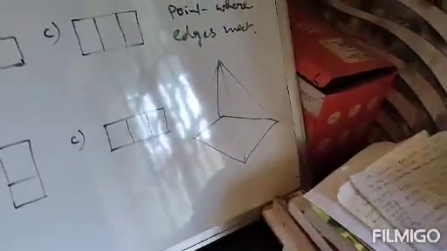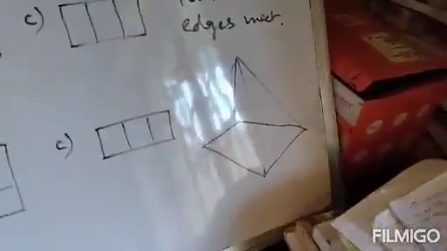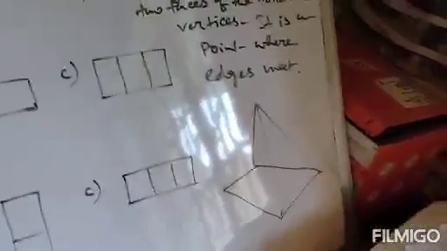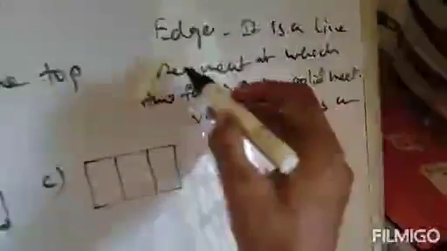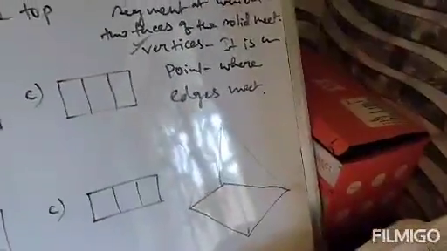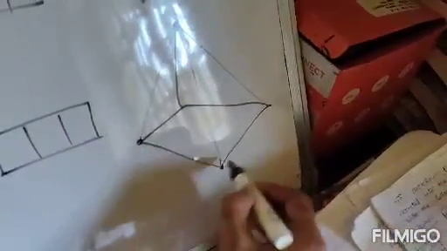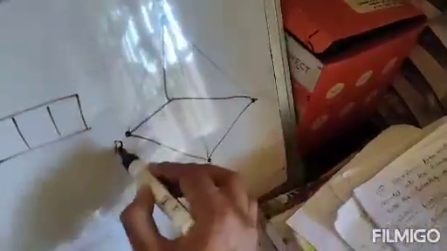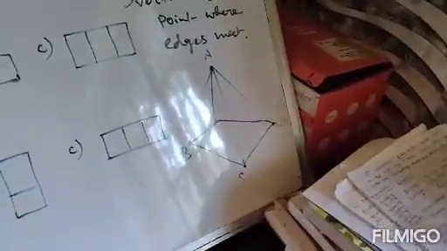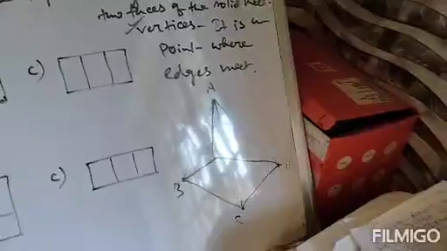Now in this shape, vertices are the points where the edges meet. I am starting from the last point, vertices. These are the vertices. This point, this point, this point, this point. These 4 points, that means A, B, C, D. These points are vertices because edges meet at these points. So where edges meet, that point will be known as vertices.